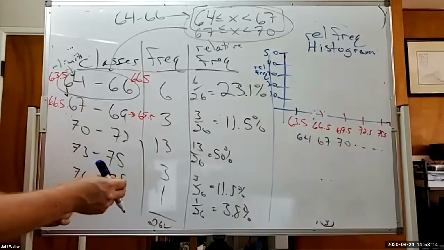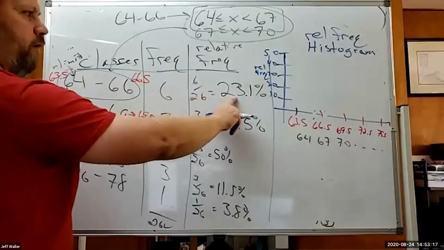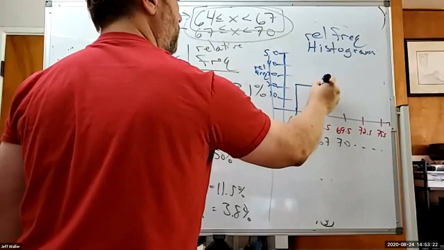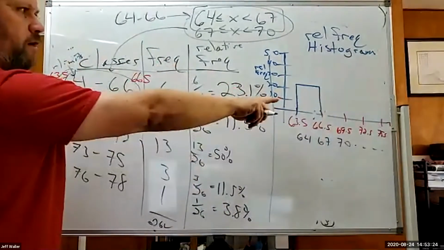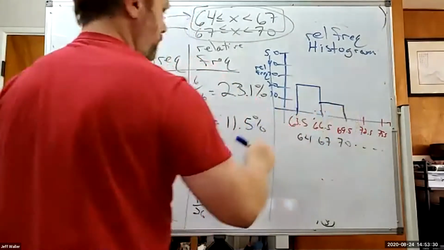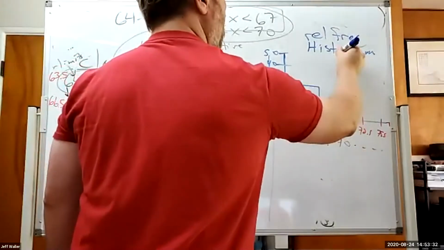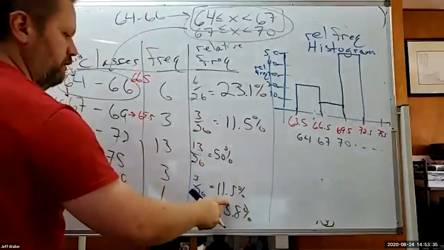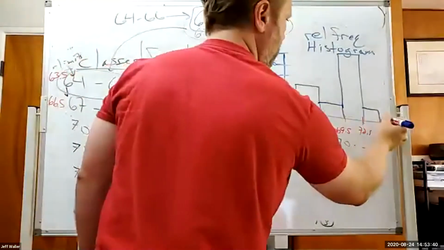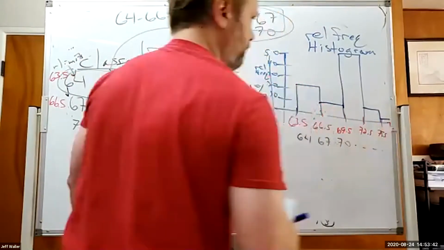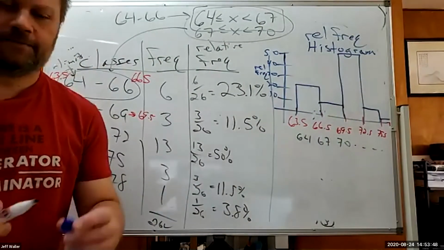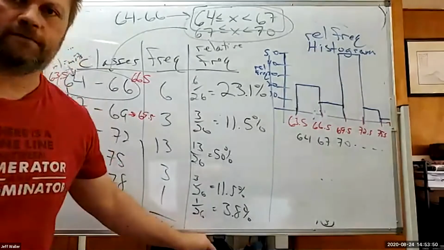So now, how tall is that first bar going to be? Well, it's going to go up to 23.1, so it's going to go to right about there. It doesn't have to be perfect. 23.1. This one's going to be 11.5. This one's going to be 50. This is going to be 11.5. And the last poor little dude is 3.8. So it looks like the graph is kind of shooting us the bird.